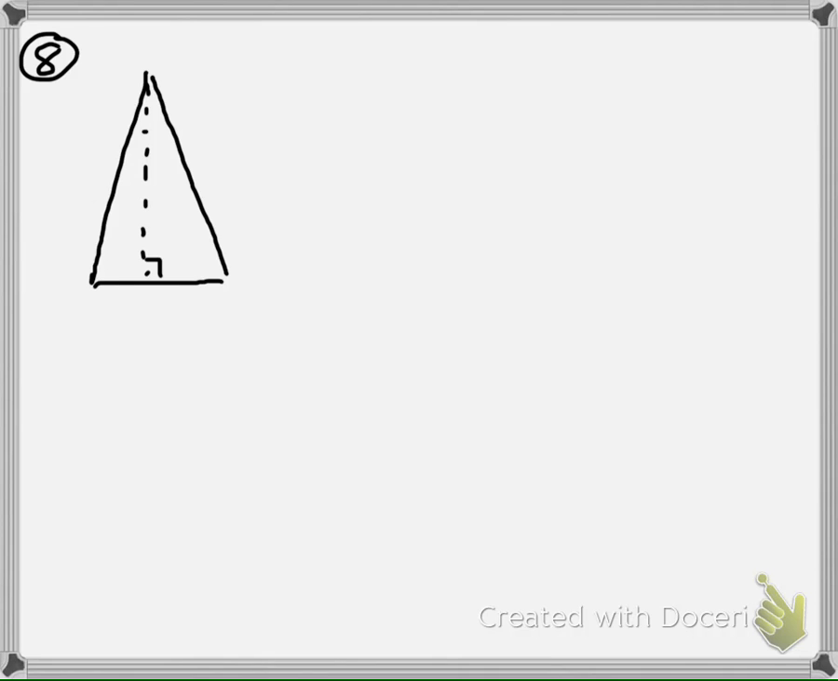Okay, number 8, they give me this picture, and they say an isosceles triangle has congruent, which means the same, sides of 20 centimeters. So let's do some labeling. I know these sides are 20 centimeters, like so. And the base is 10. So this whole base right here is 10 centimeters. It's asking what is the area of the triangle.